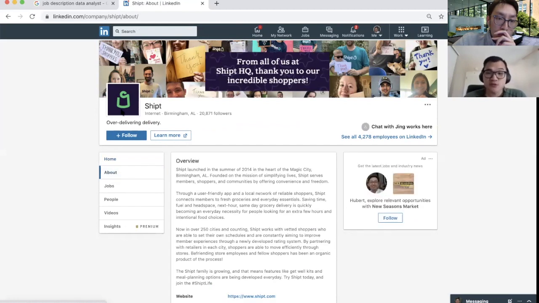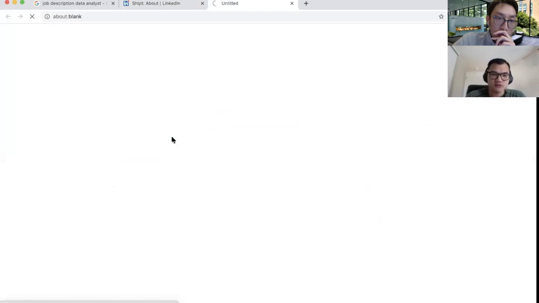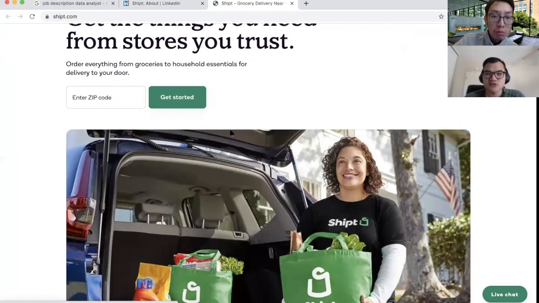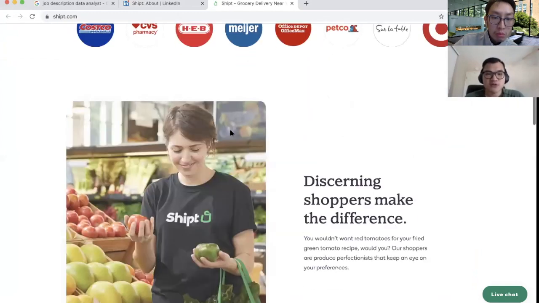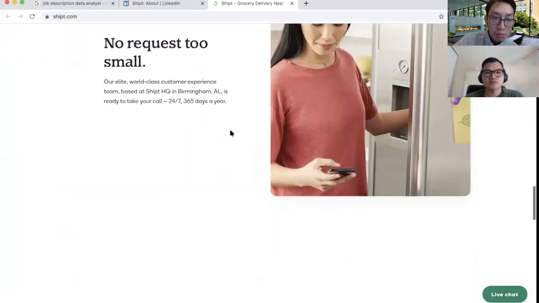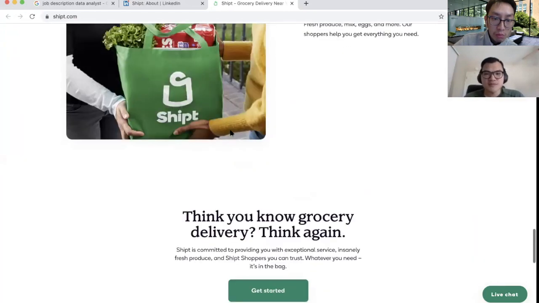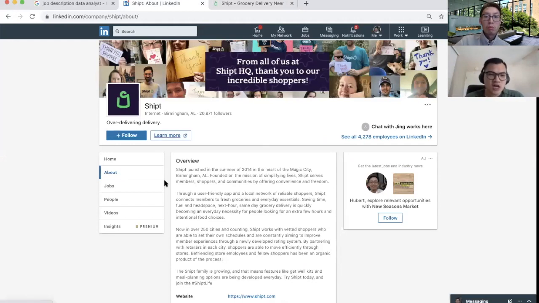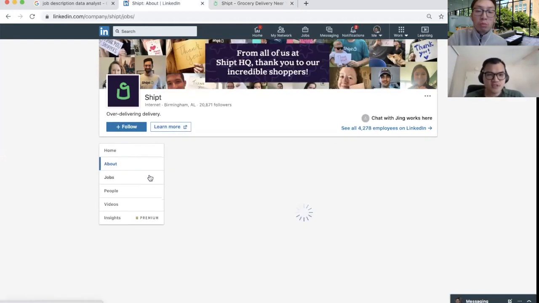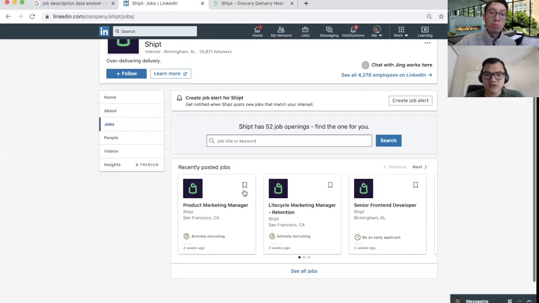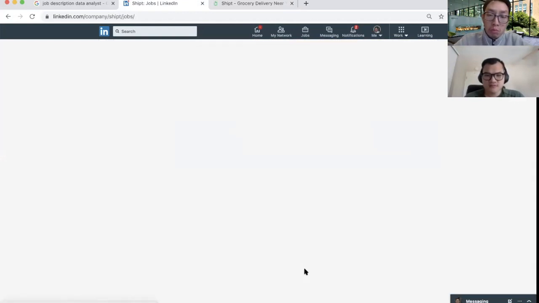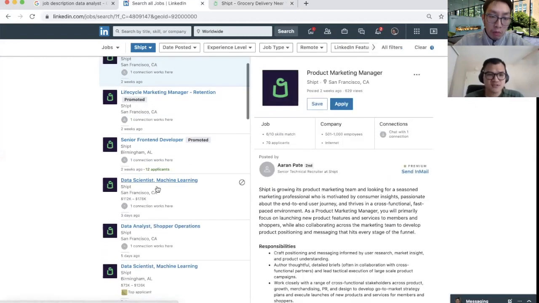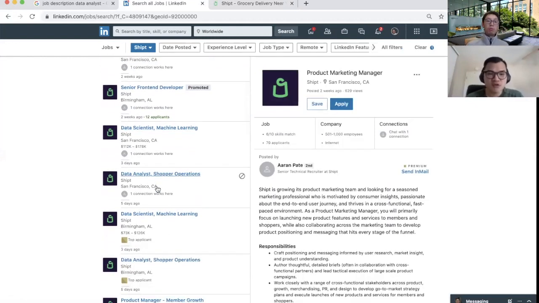I want to see what other jobs they're hiring for. You could go to their website and understand what they do, so you can talk intelligently about their product and their mission statement, right? If you go back to the LinkedIn page, Hubert, and click on jobs, you'll see that they're hiring a good amount of people, which shows you that the company is growing.